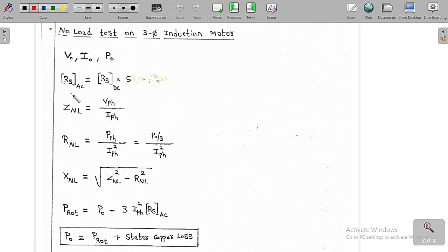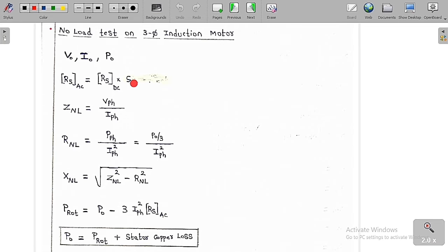I already told you about the armature resistance. You can write RA or RS, anything is the same. RS is the armature resistance of the winding, and the AC resistance is always the DC resistance multiplied by a factor S. S is called the skin effect factor. In the question they are going to give you the DC resistance, and we have to multiply it by the skin factor.